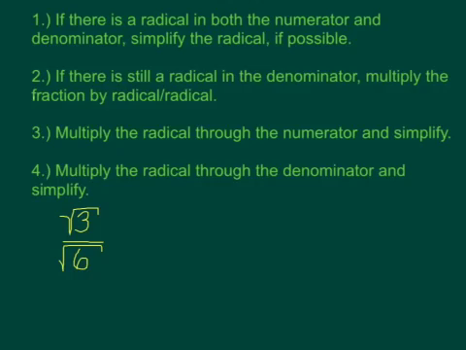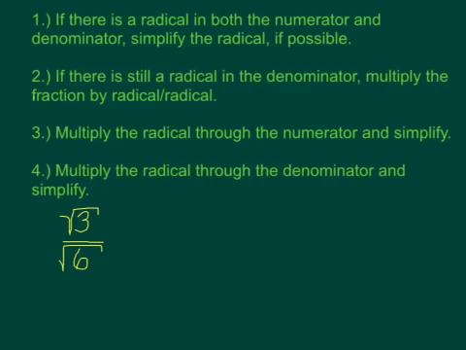So before we do any multiplication with radicals, what we're going to do is simplify. So let's take a look at this new first step. If there's a radical in both the numerator and the denominator, we want to simplify the radicals if possible. And what I mean by that, we have to remember properties of radicals.